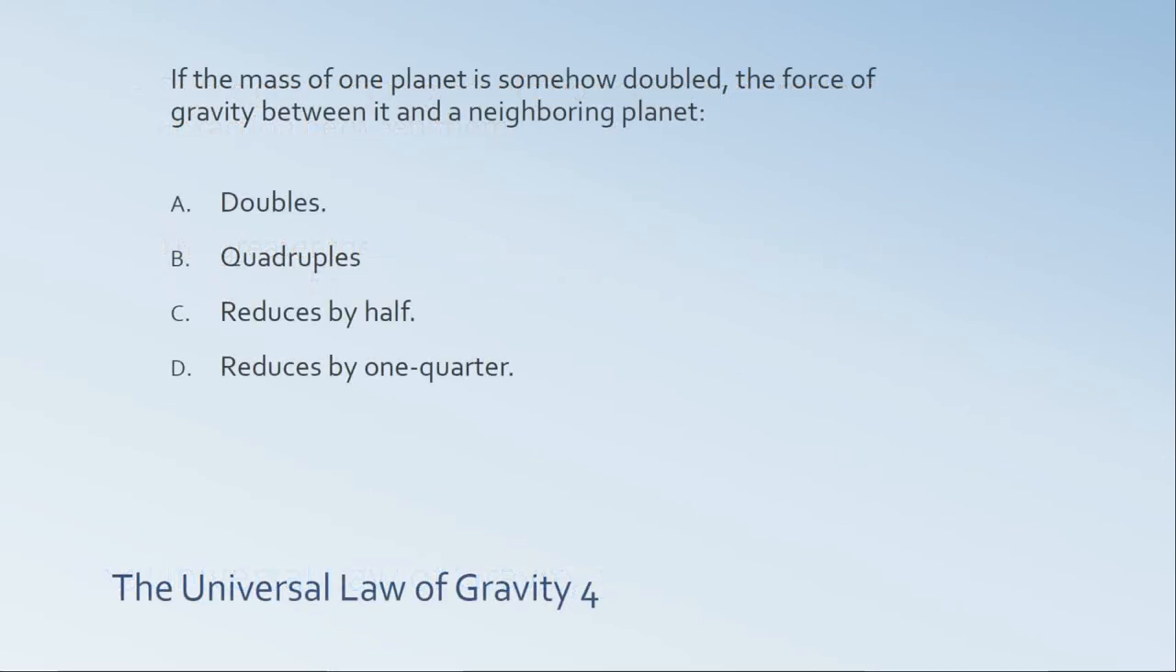So let's say we have two planets and they have a certain mass. And if we could actually double the mass of one of those planets, what would you say would happen to the force of gravity between it and its neighbor? Would it double, quadruple, reduce by half, or reduce by one quarter?